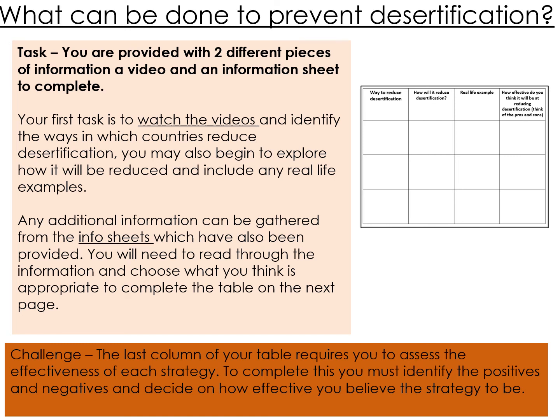What you must do here is to have a look through, and you'll see this in the challenge section below. You must identify the positives and negatives of each of the strategies and decide on how effective you believe the strategy to be. This is where we're thinking about the AO3. We're evaluating the work that we've done and the information that we've collected within today's lesson.